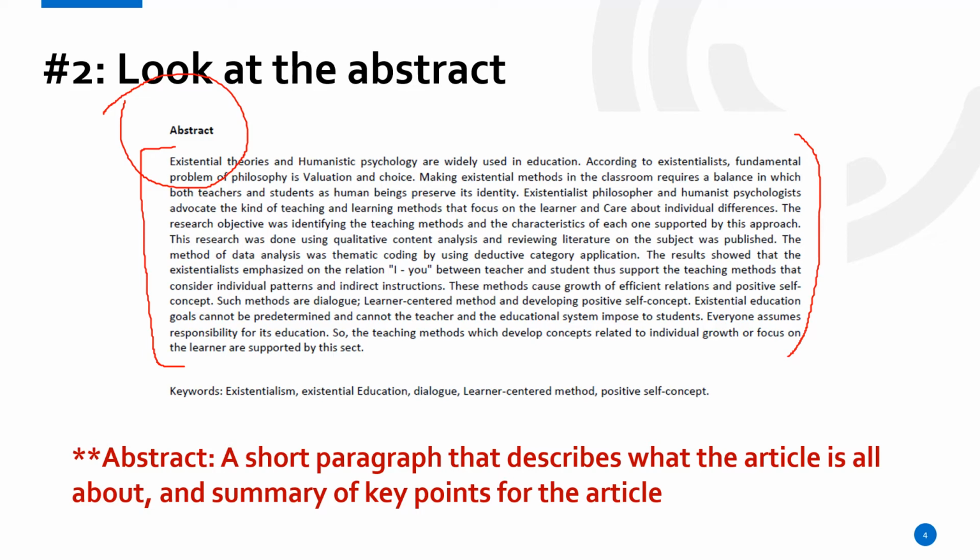And this is where we will use abstract to start filtering what are the papers that we find. Adakah paper ni penting? Adakah paper ni menceritakan apa yang kita nak cari? And so on and so forth.